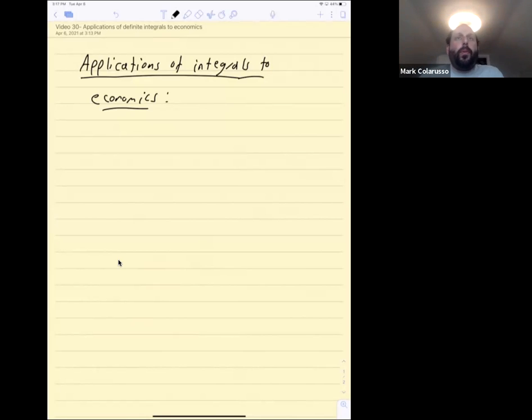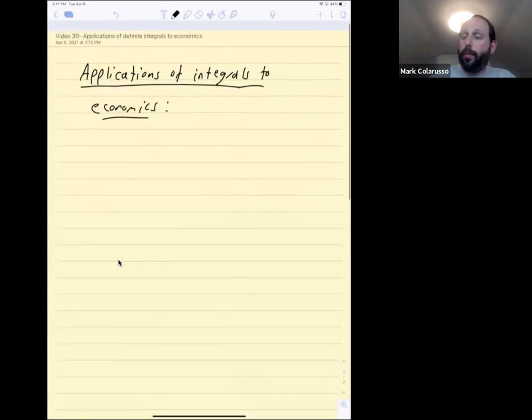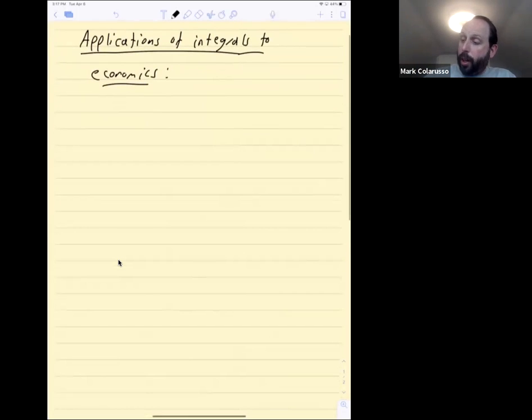And in our last topic, we have two applications to economics of definite integrals. This hopefully won't take terribly long, but there's two things that are good to cover. So the first application is the idea of consumer surplus.